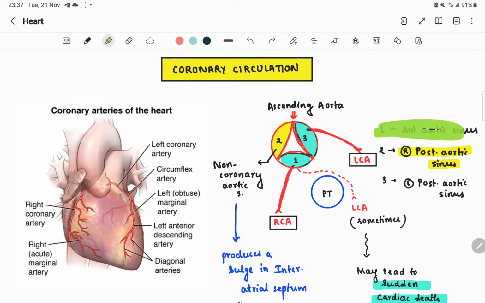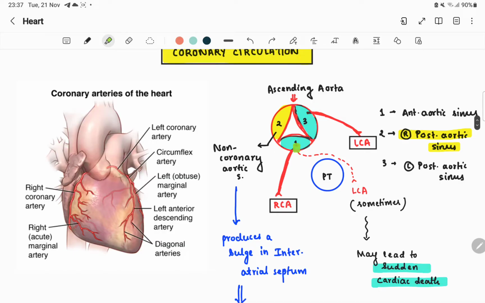So talking about this, we have the first one, that is the anterior aortic sinus. Then the second one is the right posterior aortic sinus. This third one is the left posterior aortic sinus. From the left posterior aortic sinus, that's from 3, the left coronary artery is arising.